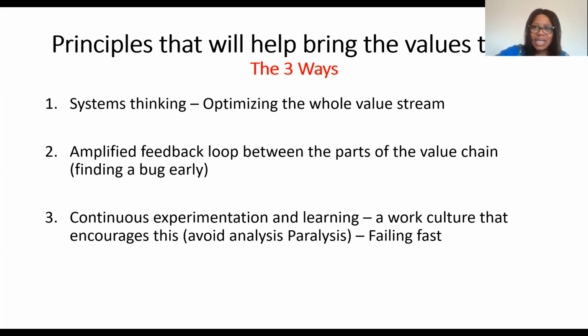So systems thinking: if I have to introduce this, what else needs to change in the system so that I can optimize the entire system? By introducing the oven, if we've had a systems approach to the value stream, then we will also know that we need to upgrade the mixer, something like that. Amplified feedback loop between the parts of the value chain.